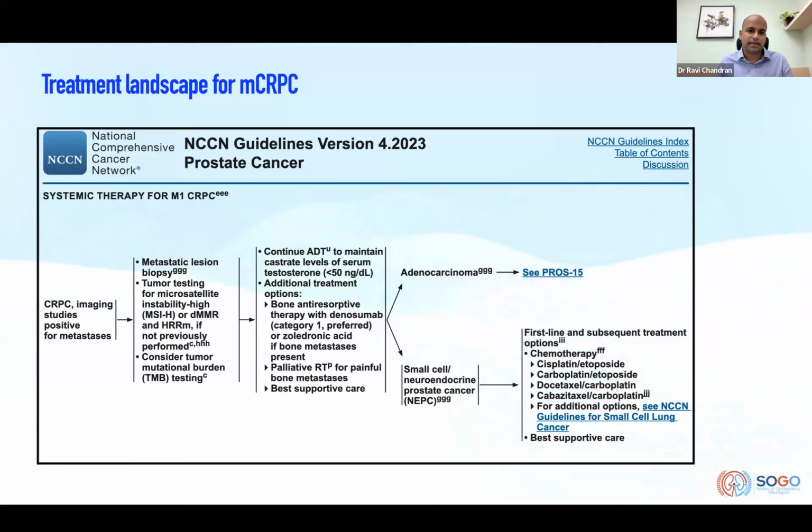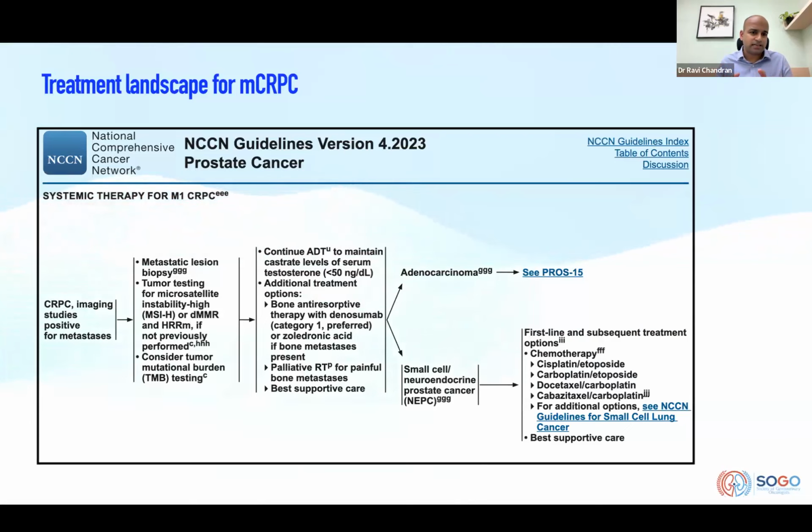One, to continue ADT. This is where the confusion starts. We've labeled it as castration-resistant prostate cancer, then what is the need to continue ADT at all? There are a couple of studies spanning back to the 1990s where they have looked at continuing ADT in the CRPC setting, and they concluded that the benefit outweighs the risk. So for whatever it is worth, just continue ADT in all these patients.